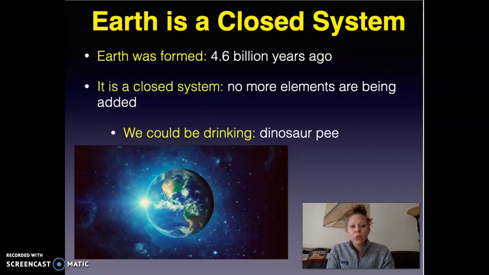And so Earth is a closed system. This means that when it was formed 4.6 billion years ago, all of the elements that came together to make our planet, that's all that we have. We're not getting new materials. So all of the carbon that we have on Earth is all of the carbon. And so when we breathe out carbon dioxide, it's not going to just disappear. It's going to be recycled. It's going to be used again.